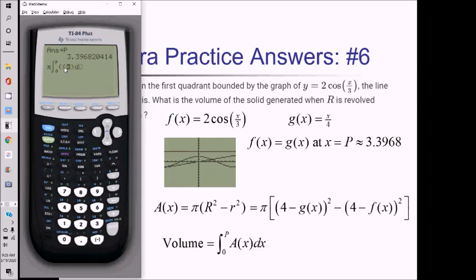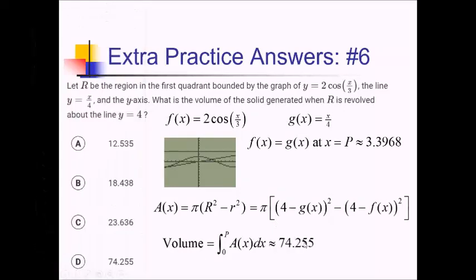Parentheses, there we go. I've got 4 minus the g function, which is going to be alpha trace y2. That's where I stored my g function. Close the parentheses and square that. Now I have to subtract little r squared, subtracting 4 minus f of x squared. So that's going to be, let's see here, open a parentheses, 4 minus. Now I have to do alpha trace y1. That's where I stored f. Close my parentheses, square it, and I should be all set in there. Let me put an x out here next to the d. Press enter, and we get 74.255, which matches answer choice D.